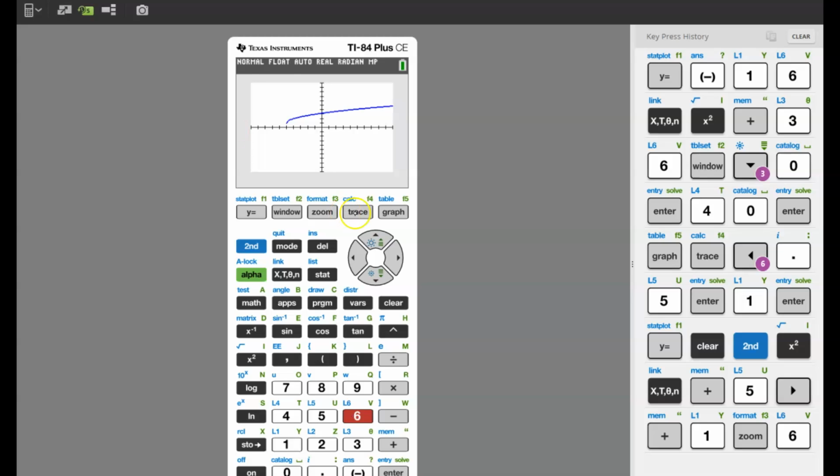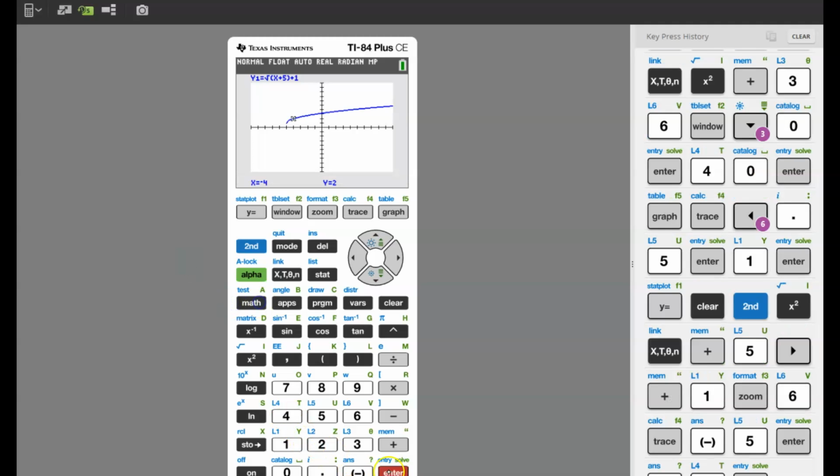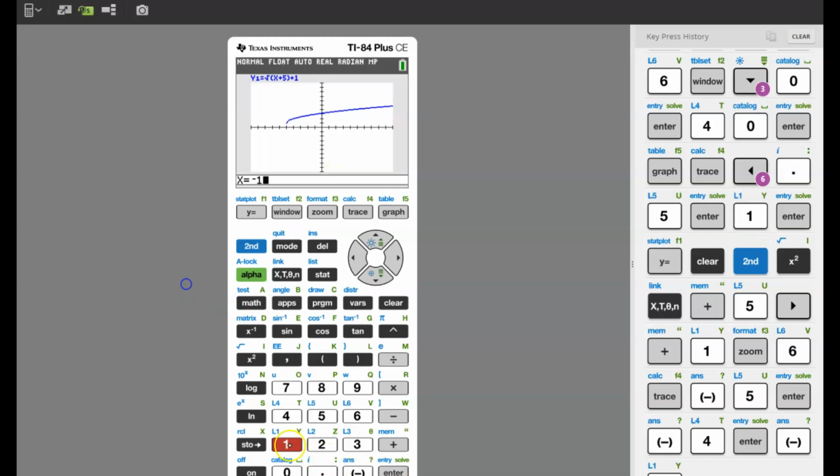So let's press the trace button, and then let's enter our first value for x, which is -5. After we press trace and enter -5, then we get the y value that goes with that, and we can plug that into our table. The next value that we want is -4, so we type that in, press enter, and we see when x is -4, the y value is 2. If we substitute -1, then we get a y value of 3.